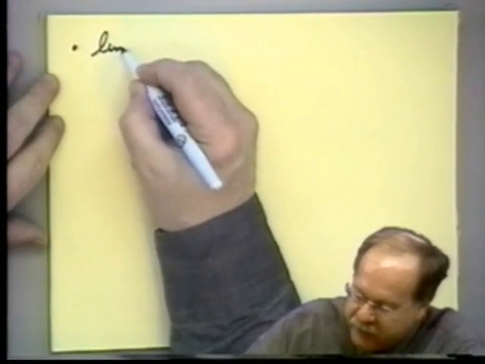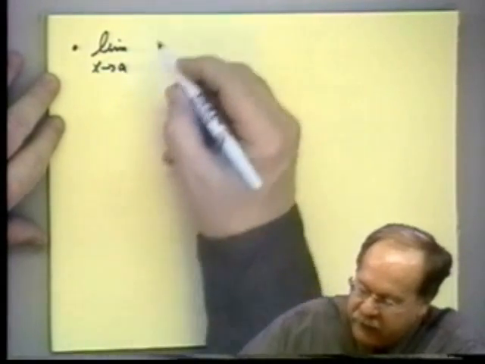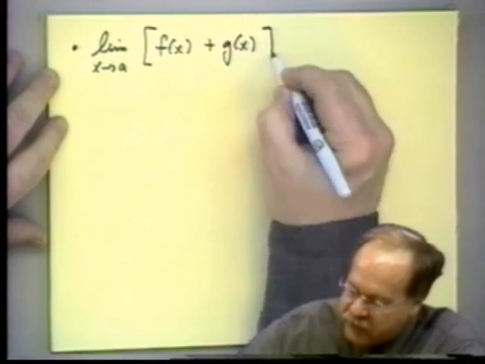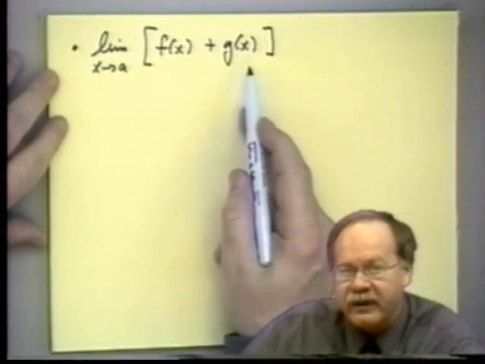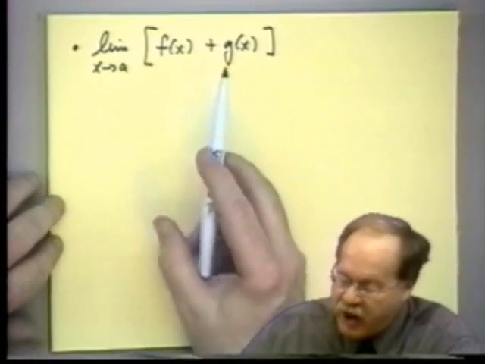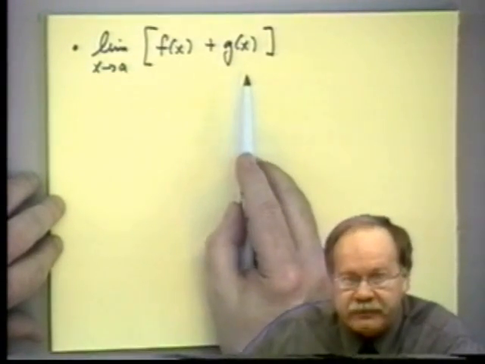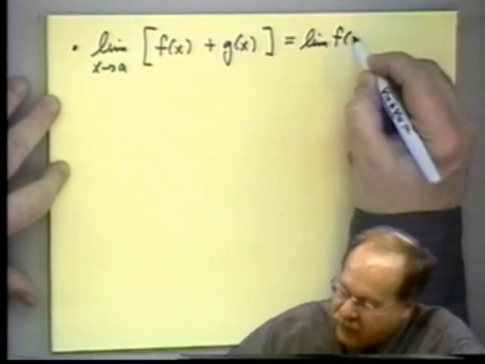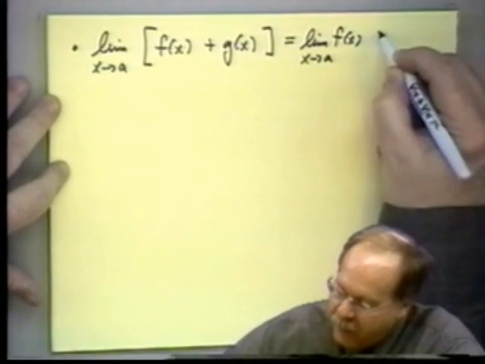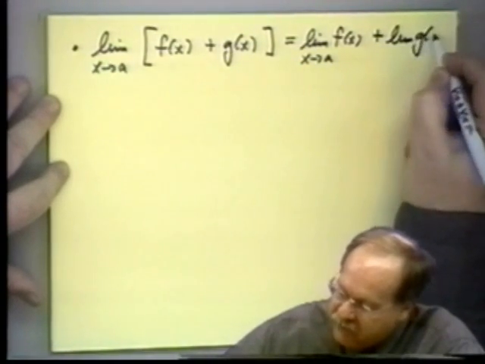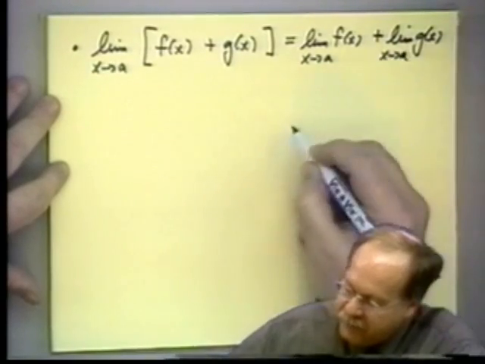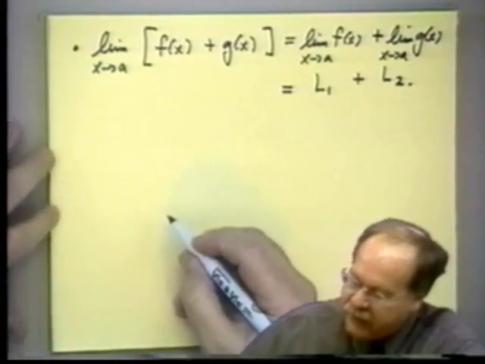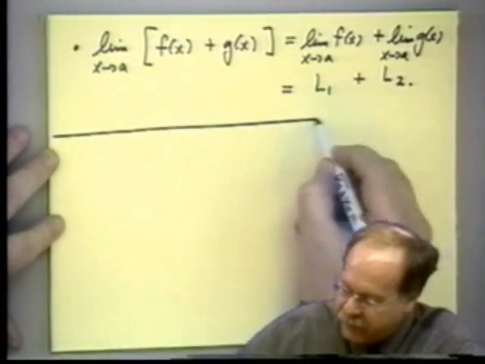So let's start with the simplest one, the first one. Let's take the limit as x approaches a of the sum f of x plus g of x of two functions. Now we know how to take the limits of them individually. The question here is, if you add them, how does the limit function? Well, it turns out to work exactly the way you would hope it would work. This is the limit of f of x as x approaches a plus the limit of g of x as x approaches a. Now, since we called the limit of f of x L1 and the limit of g of x L2, we can write that as L1 plus L2.